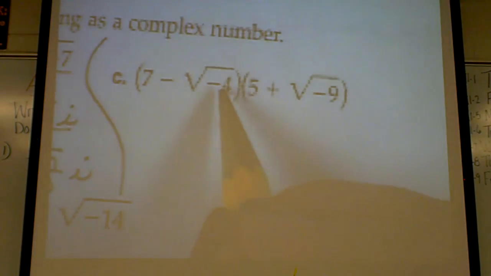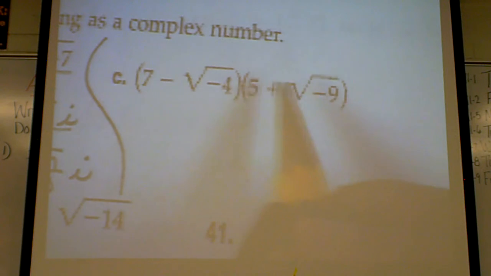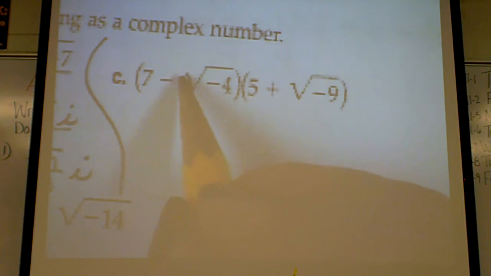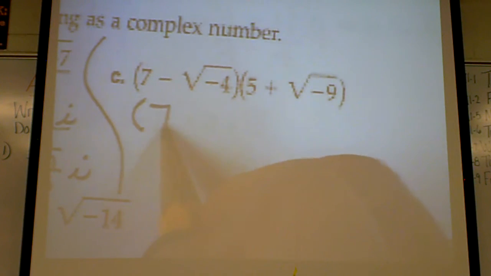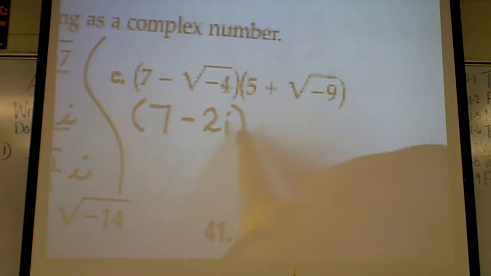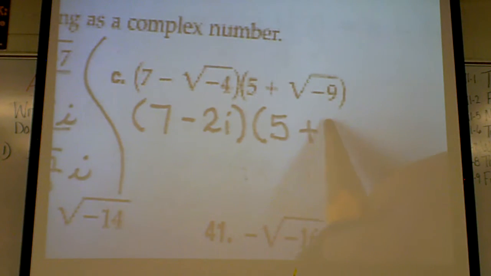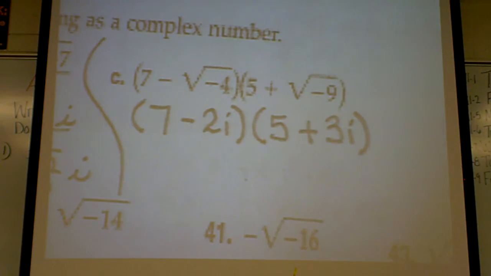It's a lot of multiplying. Look at this and look at this. Can you simplify these two? What is the square root of negative 4 equal to? 2i. How about this one? 3i. Are we good? Now what are you gonna do?